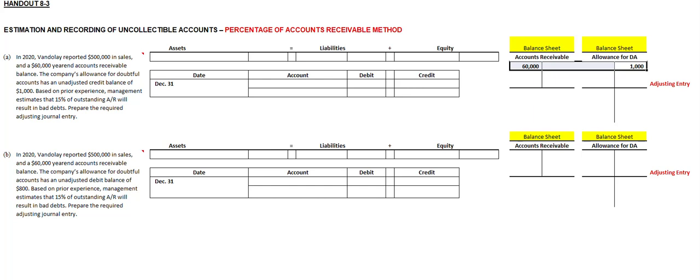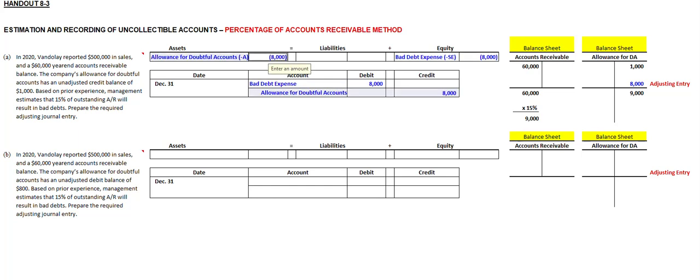So we take our ending accounts receivable balance of $60,000 and multiply it by our 15%. That gives us an estimated allowance we expect to need of $9,000. So we want our ending balance in the allowance for doubtful accounts to be $9,000. The current balance is $1,000, so we need an adjusting entry of $8,000. So we will debit bad debt expense for $8,000, and we will credit the allowance for doubtful accounts by $8,000.